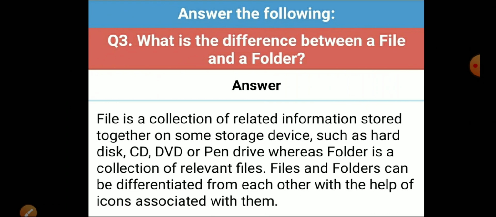What is the difference between a file and a folder? A file is a collection of related information stored together on some storage device such as hard disk, CD, DVD or pen drive, whereas a folder is a collection of relevant files. Files and folders can be differentiated from each other with the help of icons associated with them.